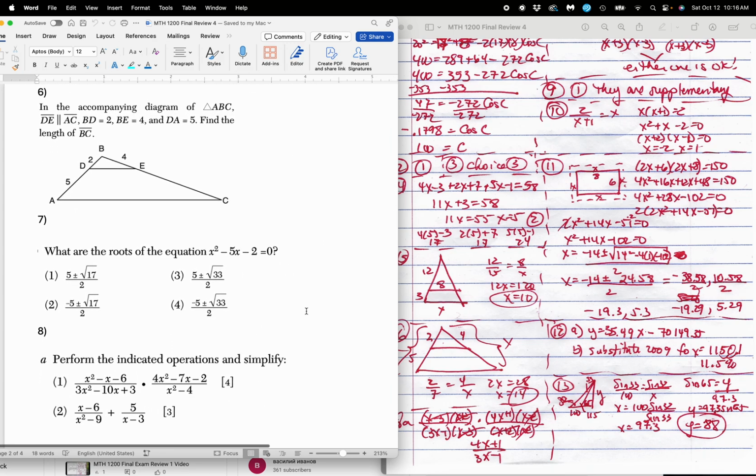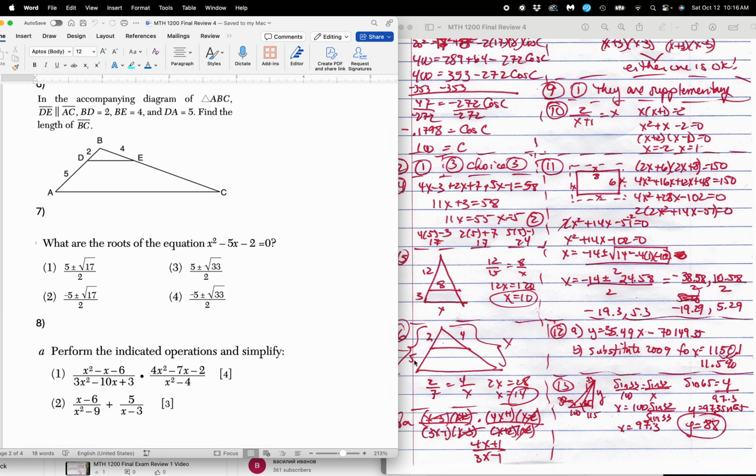Number 6, similar question. We've got another little is to big as little is to big thing. 2 is to 7, right? 2 plus 5 is 7, as 4 is to x. Cross multiplying, 2x is 28, x is 14.